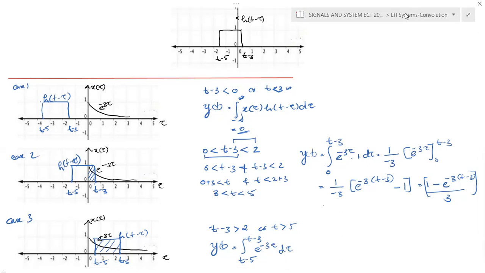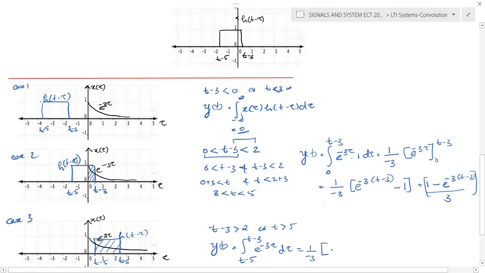Now we can simplify this. If you integrate, you will get 1 by minus 3 as a constant, then the remaining is e raised to minus 3 tau, and you can apply the limit t minus 5 to t minus 3. If you apply the limit, you get 1 by minus 3 into e raised to minus 3 into t minus 3, minus e raised to minus 3 into t minus 5.